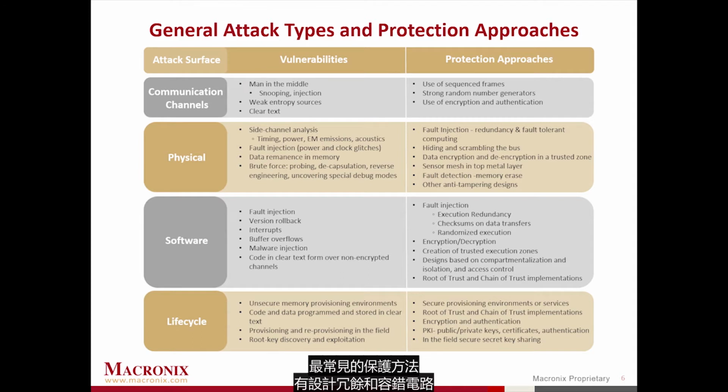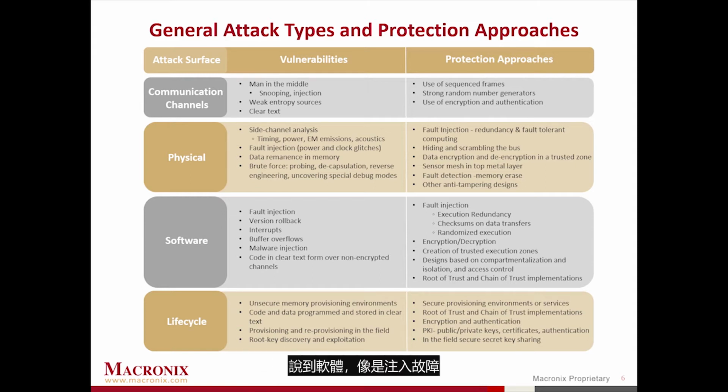And so some of the more common protection approaches would be designing redundancy and fault-tolerant circuits, as well as hiding or scrambling the bus, or creating a trusted zone and doing more encryption and decryption. Or you could insert a sensor mesh on the top layer of a semiconductor device to essentially detect physical probing, and erase the memory when that happens, or put it into reset. And there are really quite a few other anti-tampering designs.